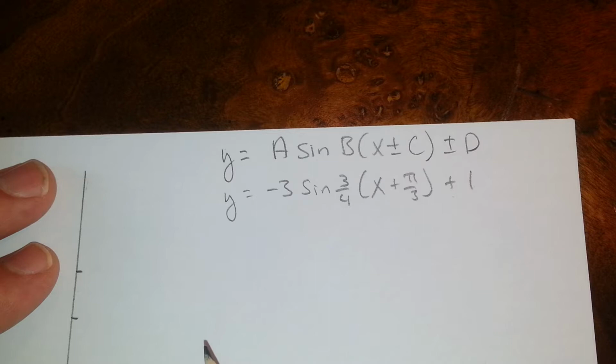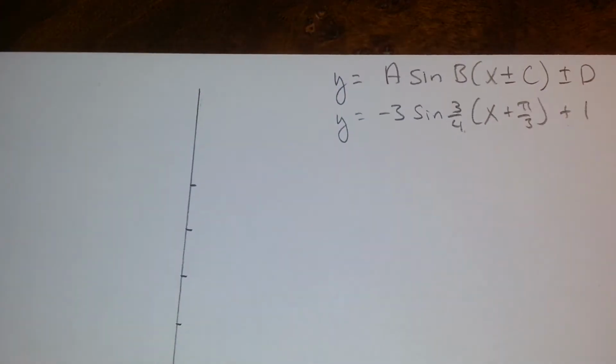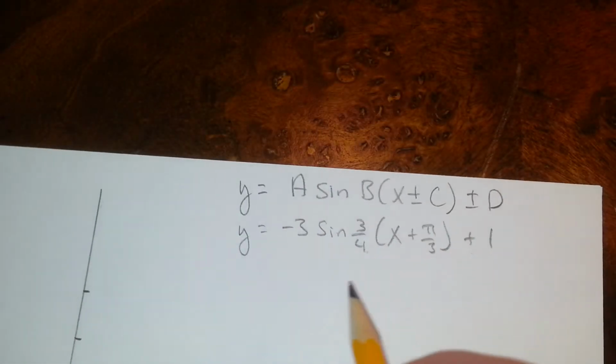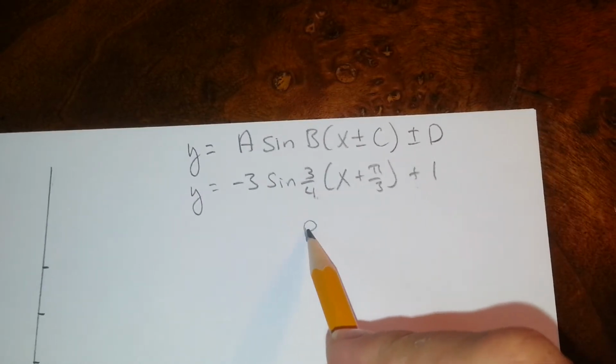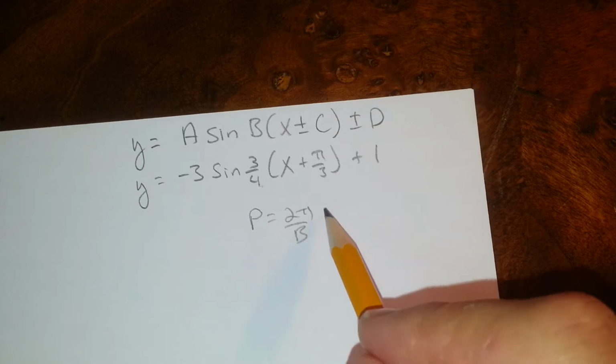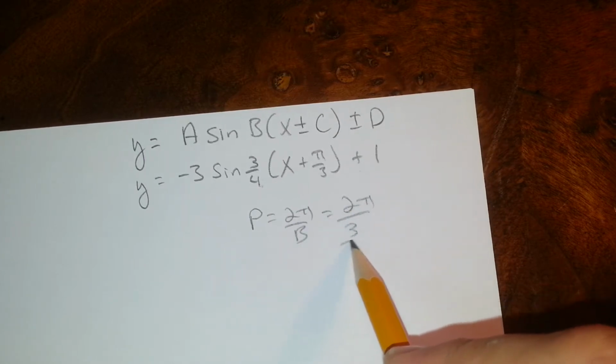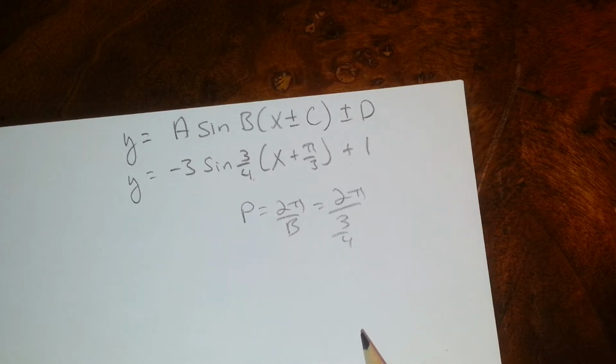Okay? The biggest thing we want to do first is always focus on the period. This is my B. Remember that the period equals 2 pi divided by B. 2 pi divided by 3/4. Remember, the 4 is going to come up in the numerator. It's going to be 8/3.